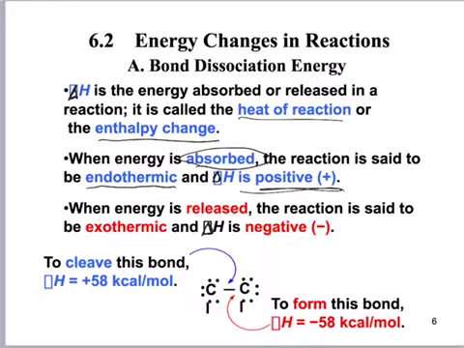If we have a negative value of delta H, energy is being released. We call that exothermic. Exo, outside, therm, heat. So outside heat. And the value of delta H is negative.